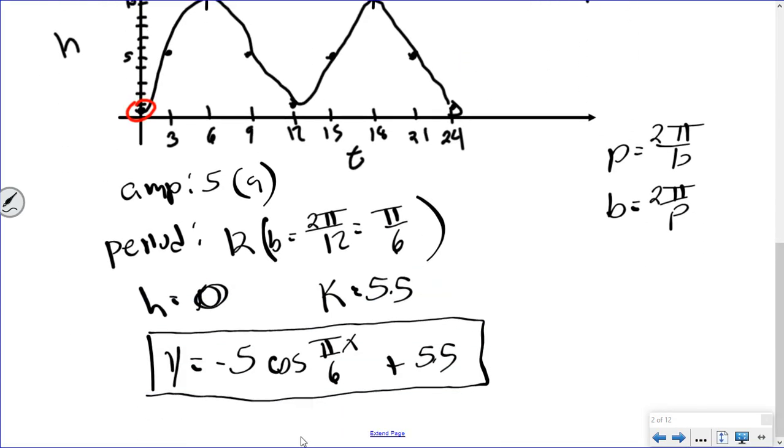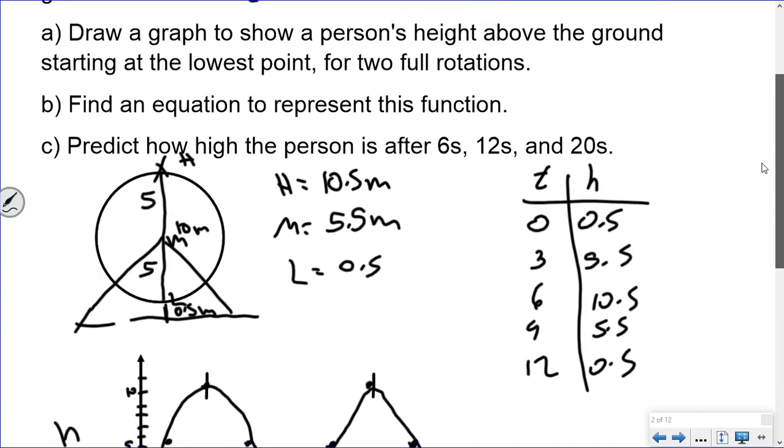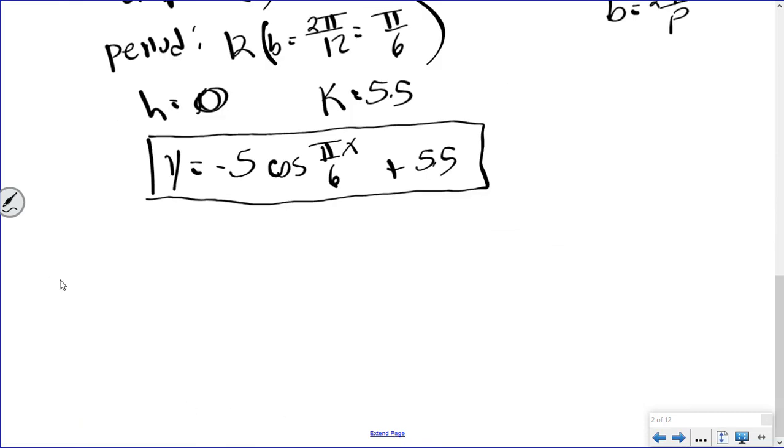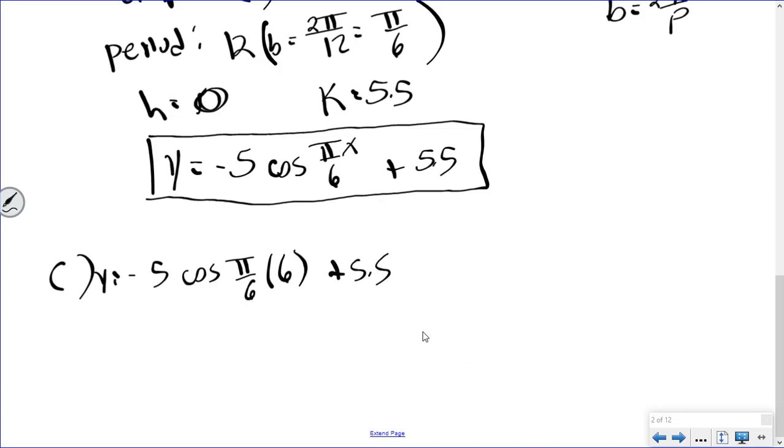So for this question, let's use this function here, and let's figure out, well, how high will this person be after 6, 12, and 20 seconds? So what we're going to do is take those 6, 12, and 20, and plug them into my function for x. So y is equal to negative 5 cosine of pi over 6 times 6 plus 5.5. All right, and then just solve.